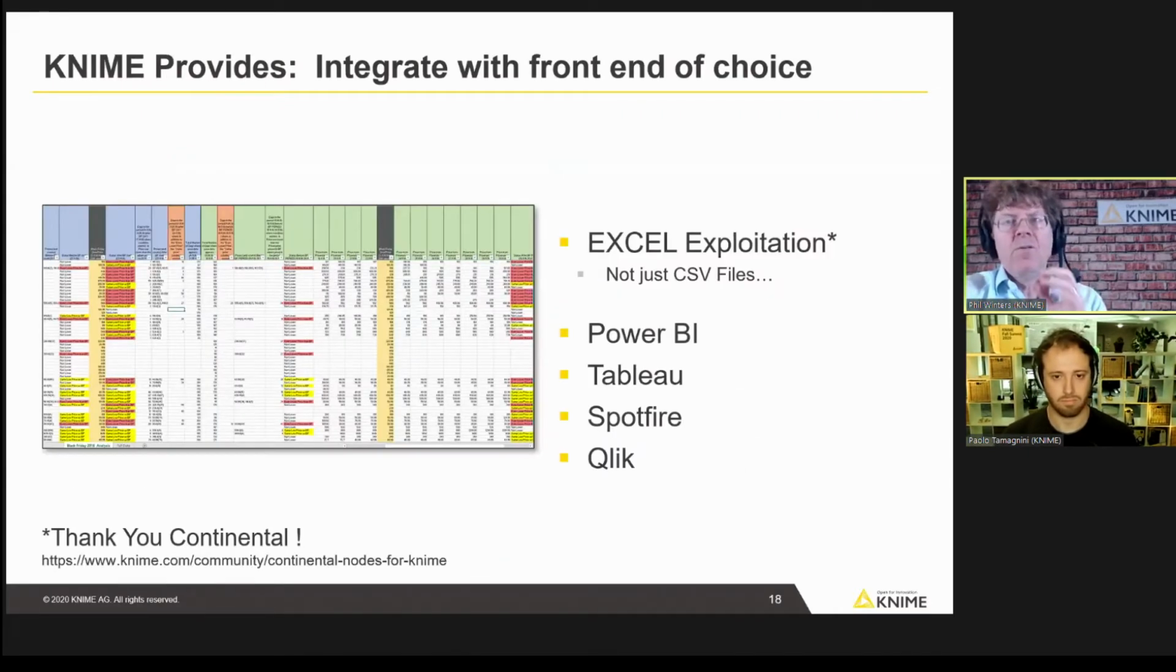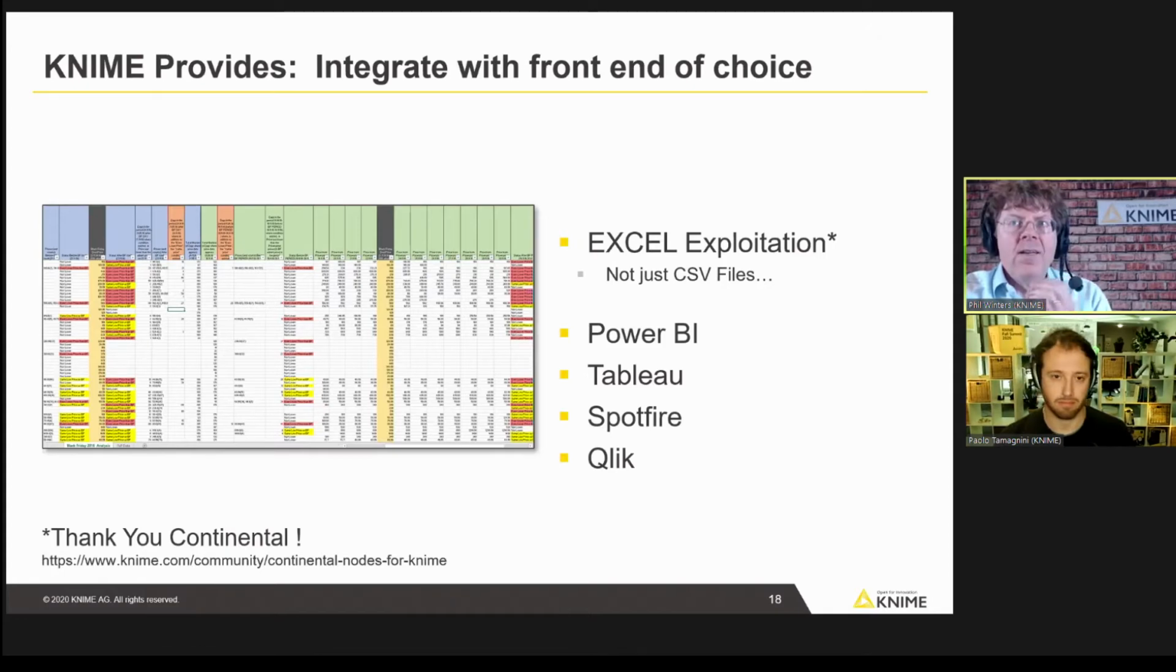What KNIME's doing for that particular group is we're trying to make sure that it's first very easy for them to hook into their tools, the Power BIs, the Tableaus, the Spotfires, the Qliks, or most importantly, that number one BI tool on the planet, Excel, and make sure that they can capture and utilize the power of KNIME from within their favorite tool. By the way, just a hats off to Continental. Continental was the one that contributed all the nodes so that we can do fantastic things in Excel.